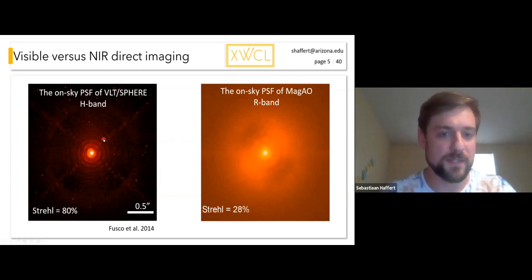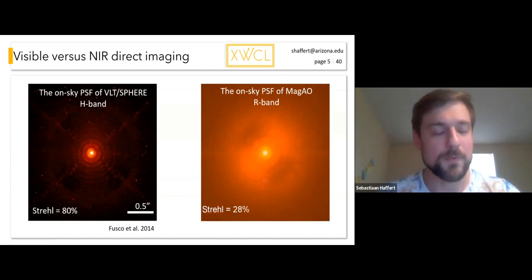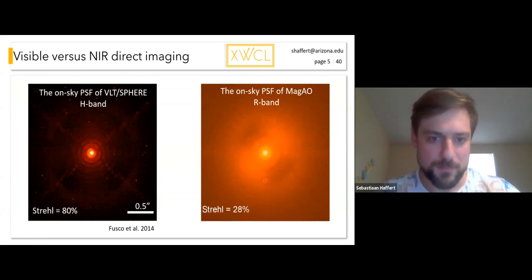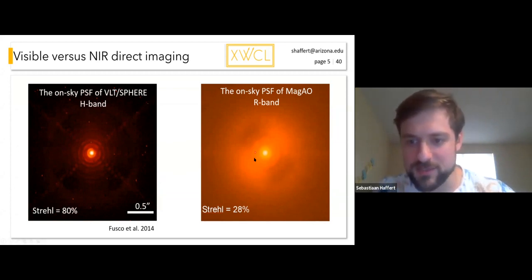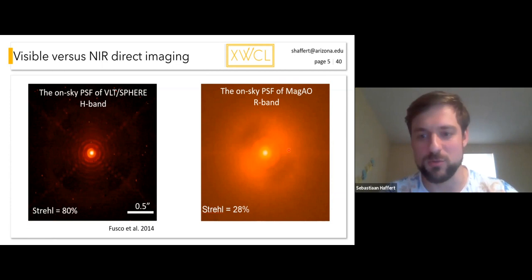On the left, we have an H-band PSF from SPHERE, while on the right, we have an R-band PSF from MAG-AO. While I'm saying that this is a PSF for MAG-AO, the PSF for SPHERE in the visible, or any other high contrast imaging system in the visible, all have roughly equal performance. So it's all relatively low Strehl.